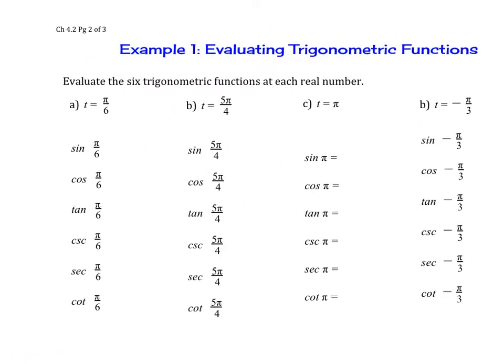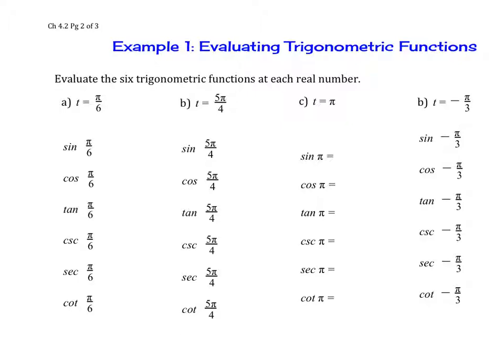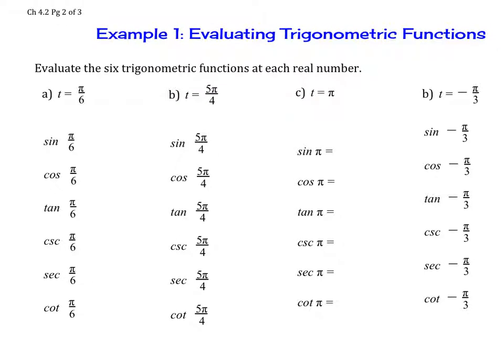So we're going to evaluate trig functions at each real number. These are the common ones that are used. We have pi over 6, 5 pi over 4, pi, and t is negative pi over 3. We have to know where these are on the unit circle. Pi over 6 is about here, and that's about 30 degrees. At pi over 6, we have to think about our x and y values at that point. At 30 degrees, our x value is root 3 over 2, and our y value is 1/2. So I'm going to write that here: root 3 over 2 and 1/2.